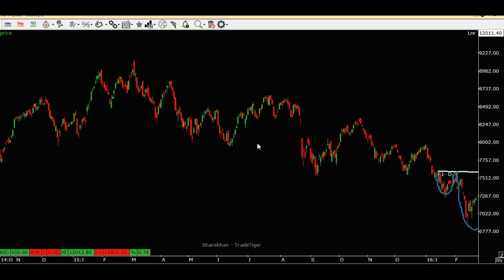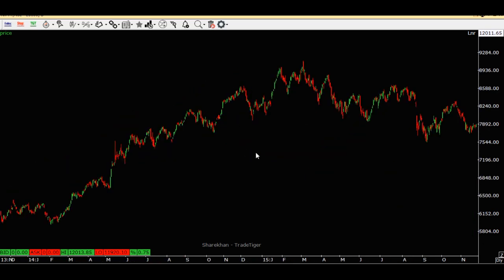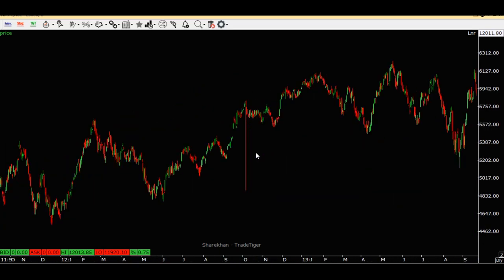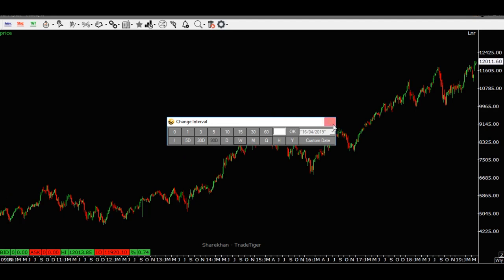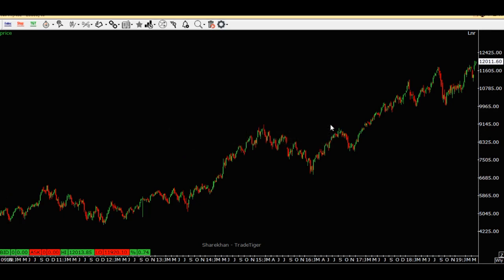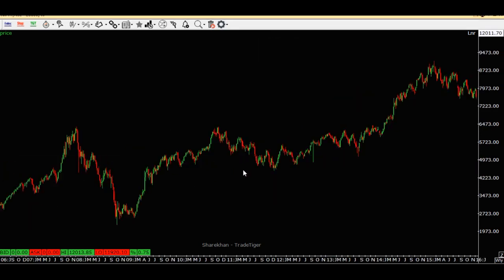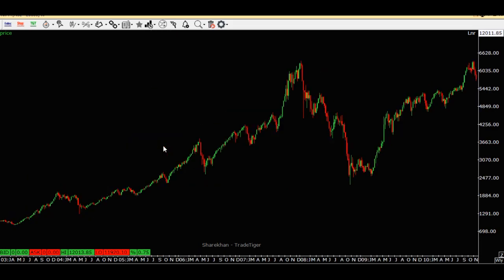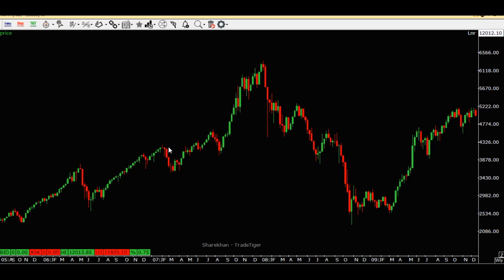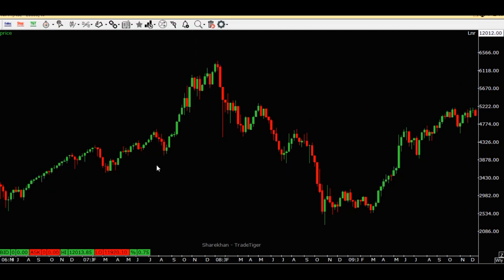Let's see if I can spot any more. Now see guys, you can do this on any time frame. We're looking at the daily time frame. We can also see this on the weekly time frame. Let me show you 2008, when we got that big fall, right? The housing bubble in the US.